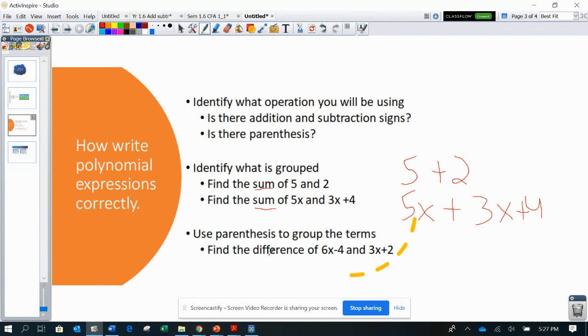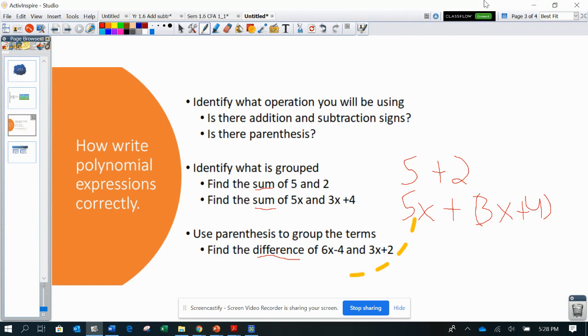But when it comes to difference, or it comes to product, we could make a mistake if we don't group these terms. So with difference, look at these two. We have 6x minus 4 and 3x plus 2. This is asking us to use the difference, which means subtraction. Pause the video and see if you can figure out how you would write it, and then let's check.